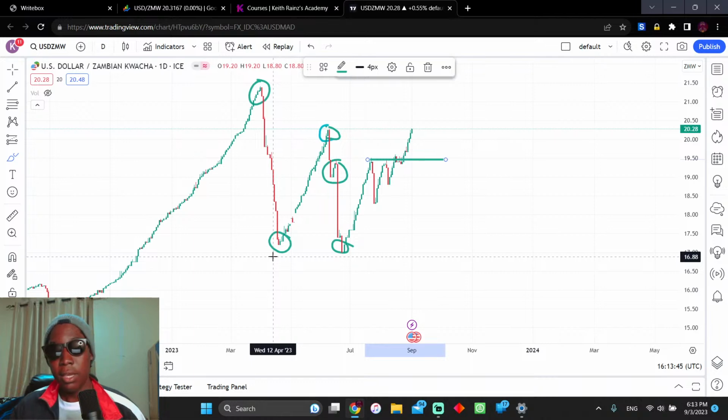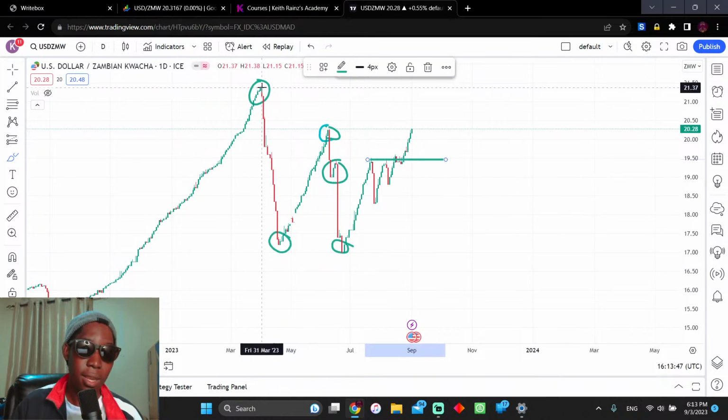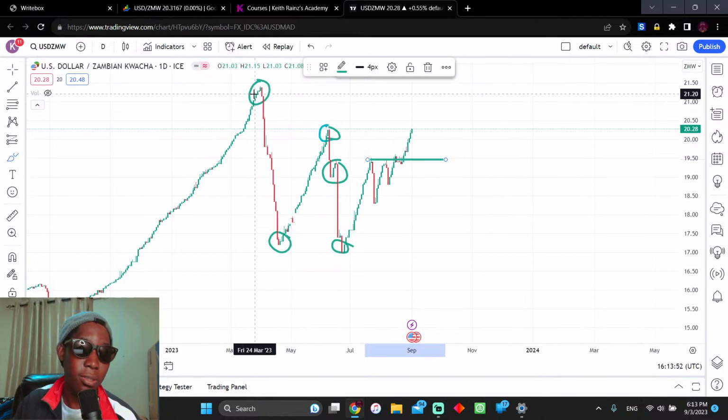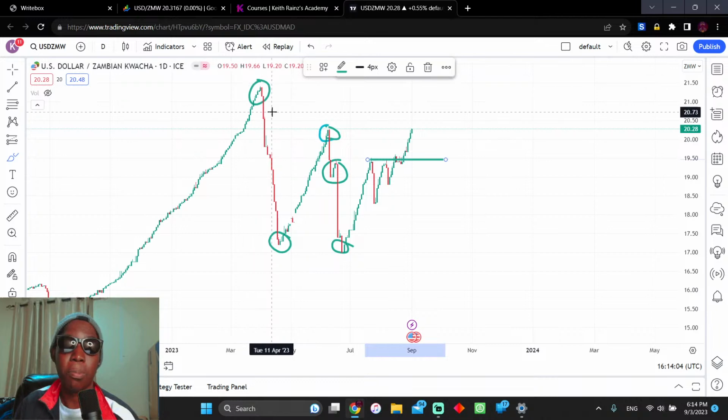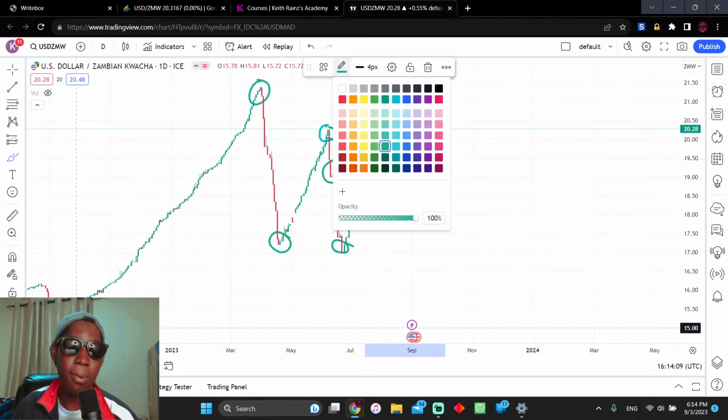Okay, so here our first point of interest is this point when price actually changed direction. So when price reached 21.42, price actually reversed. But let's see what happened when price reversed. What we were expecting was the price to finally come and respect this level. So what level am I talking about?